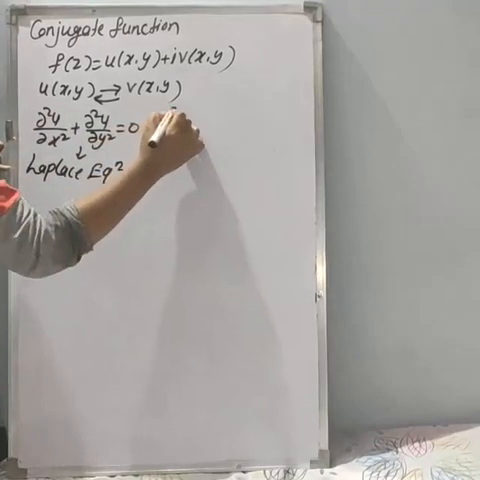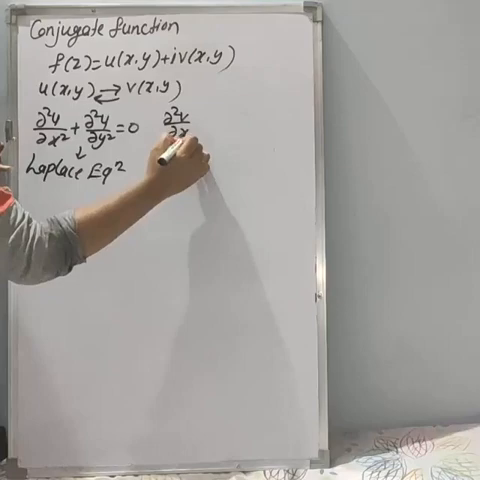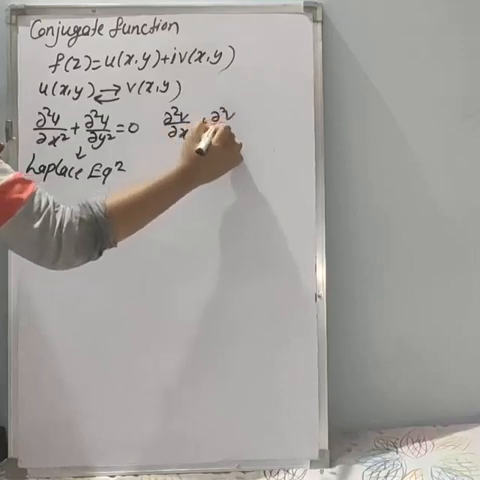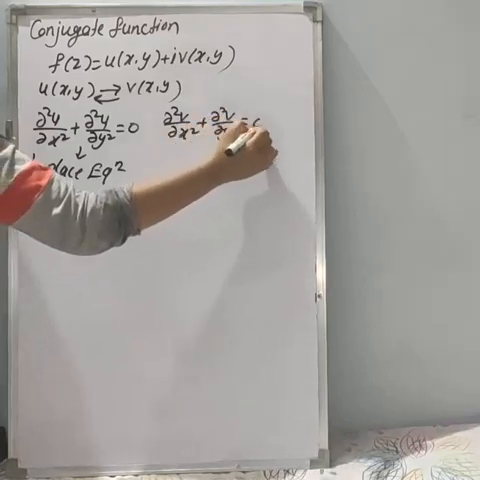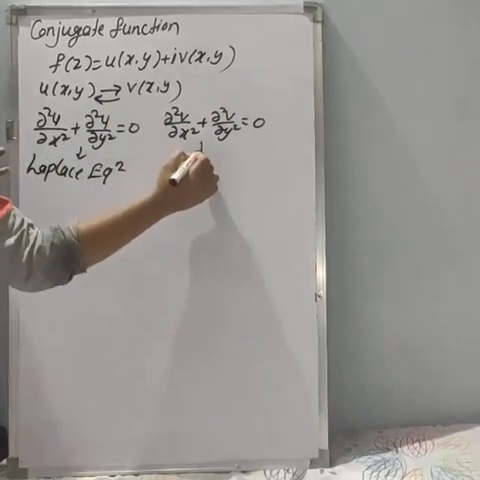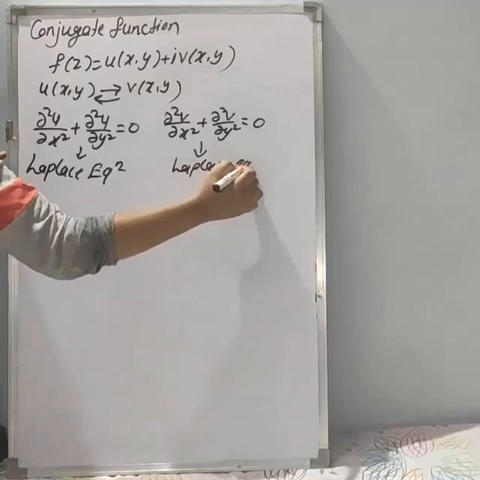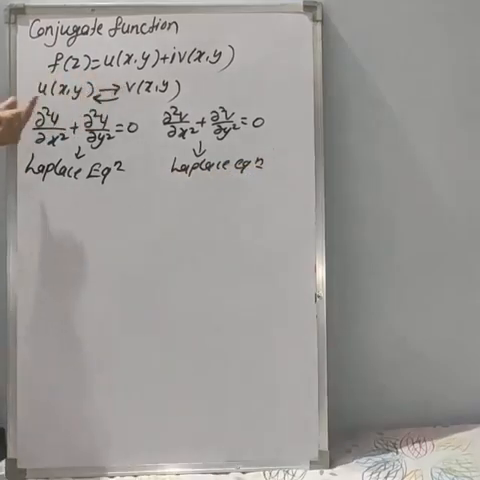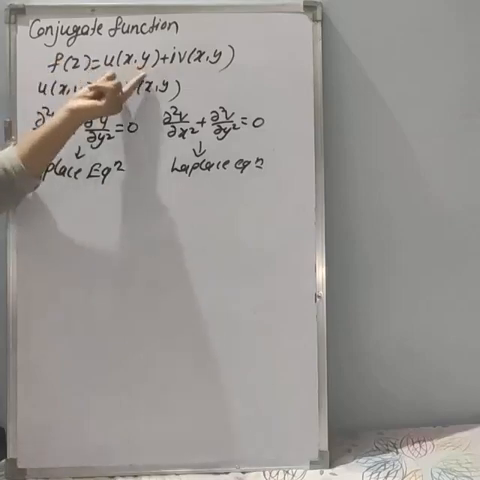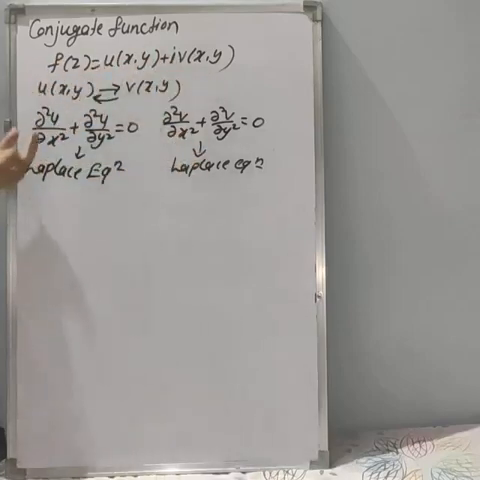Similarly, if you find del square v by del x square and del square v by del y square, and again you get 0, then we can say v satisfies the Laplace equation. Here we have to take the u function separately and the v function separately. They will give f of z in the form u plus i into v, but we have to consider u separately and v separately.